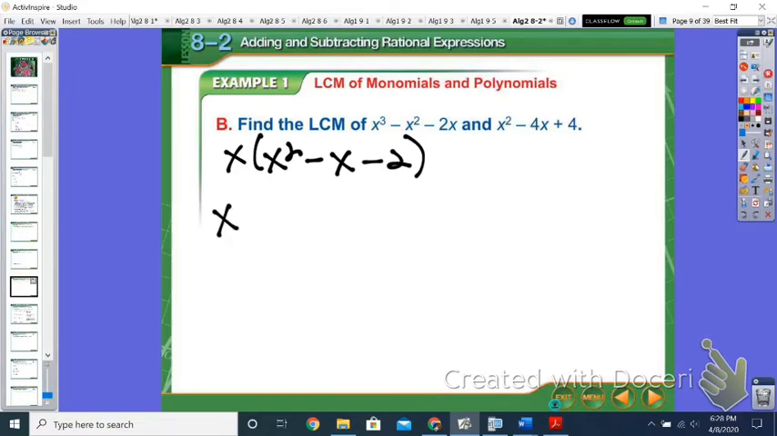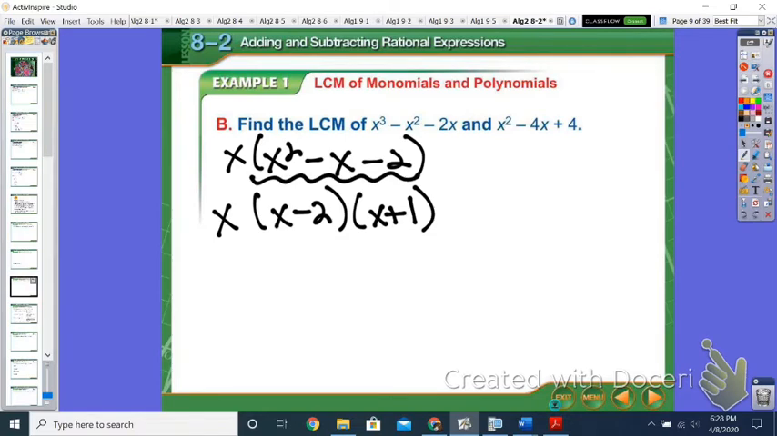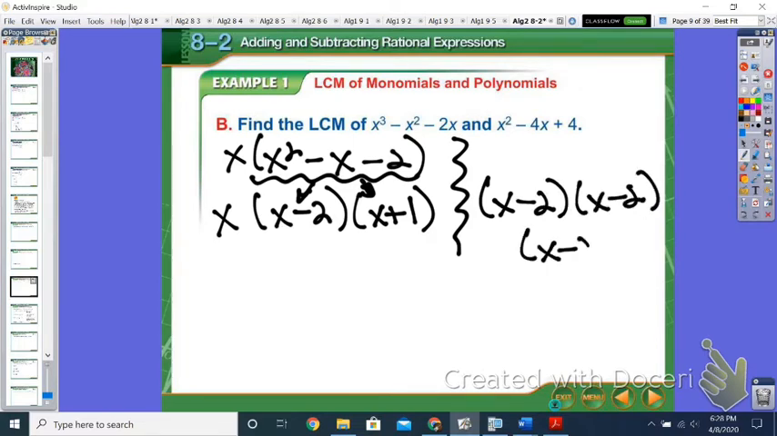And I can factor that. The x is going to stay, because I can't do anything with that, but it needs to stay. And then this is going to be an x minus 2 and an x plus 1. That is that trinomial factored, right? It becomes these two. So now we're there. That's for the first one. And then for the second one, I should be able to factor it right away. It's just x minus 2 times x minus 2, or I should write this as x minus 2 squared.